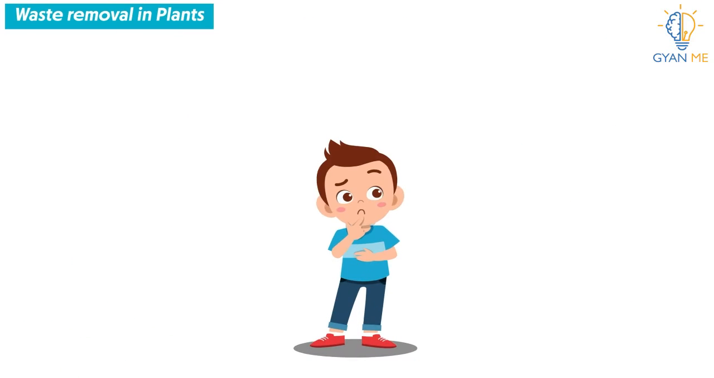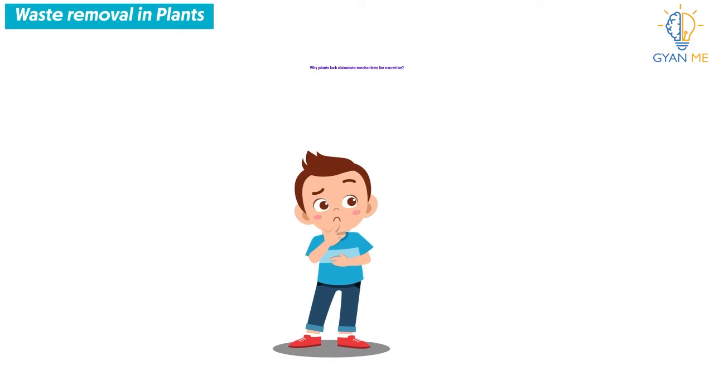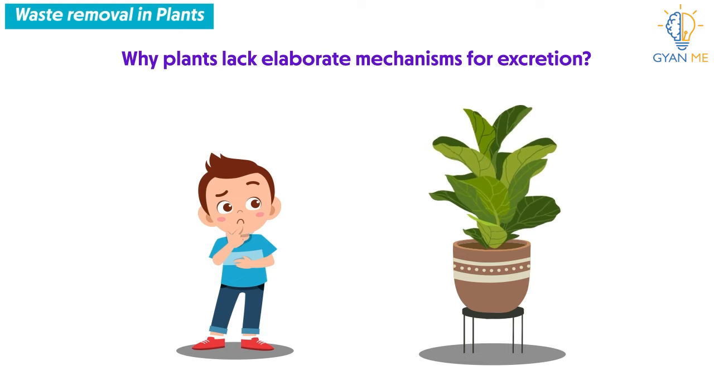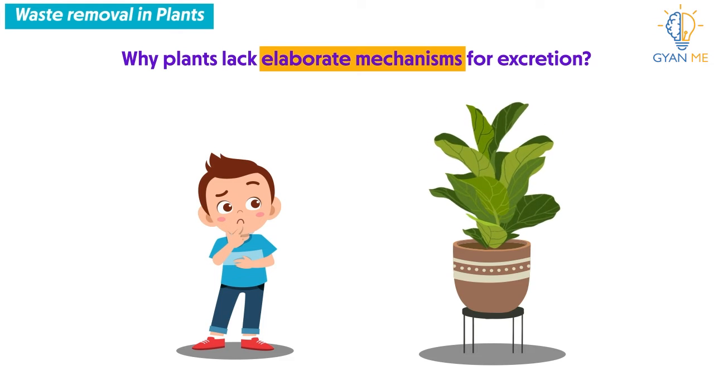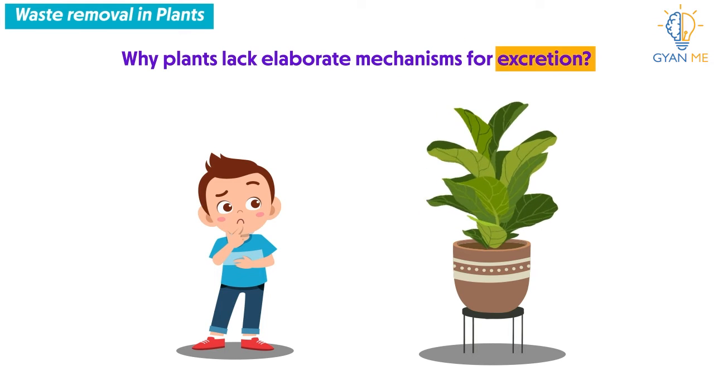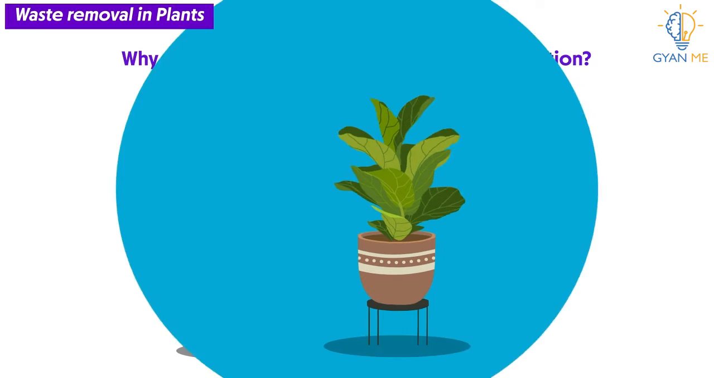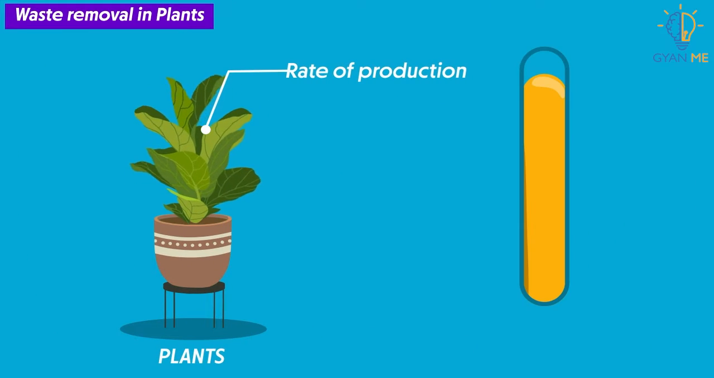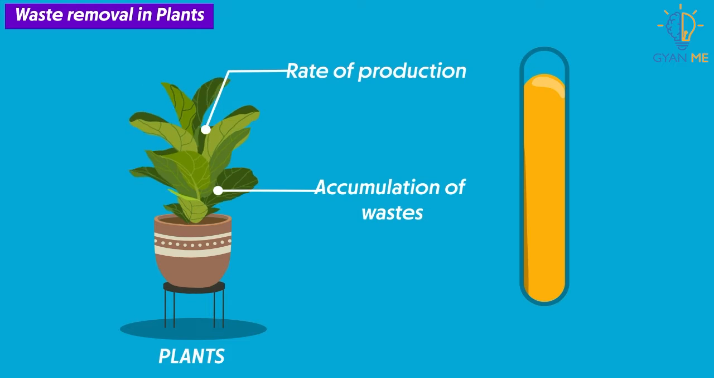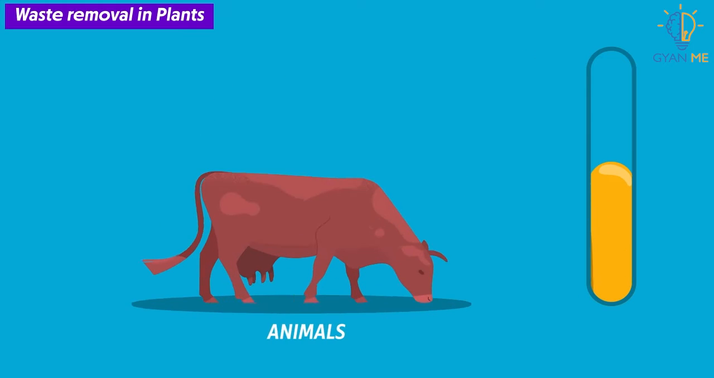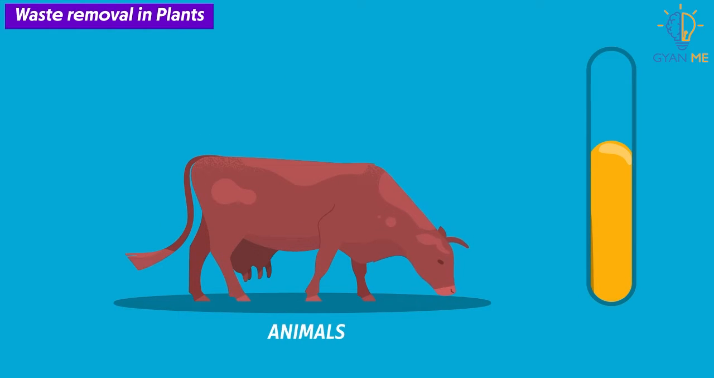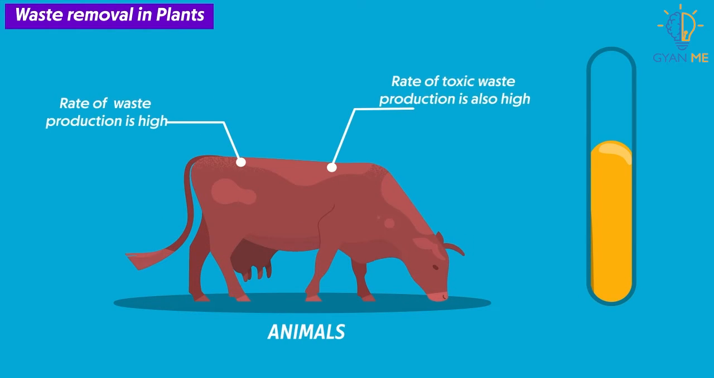Now students, can you think of a reason why plants do not require such elaborate mechanisms or systems for excretion? As we know, the rate of production and the accumulation of waste materials is much slower in plants and also less toxic as compared to animals, which generate a lot of waste products and toxic waste products.